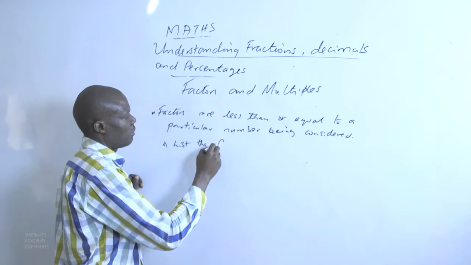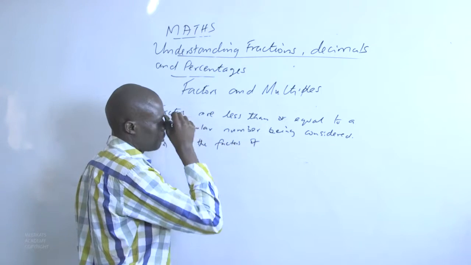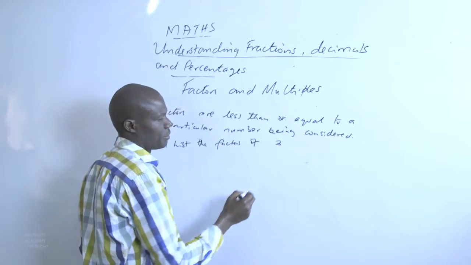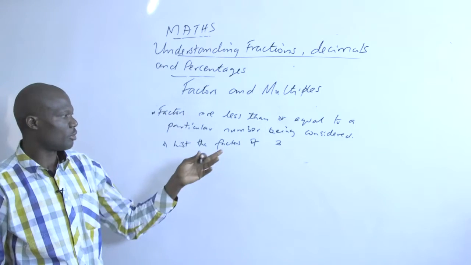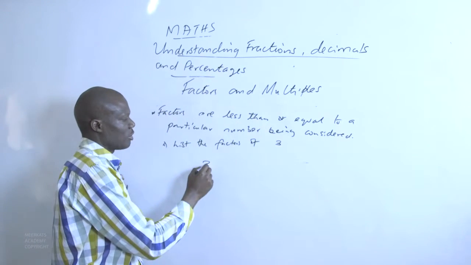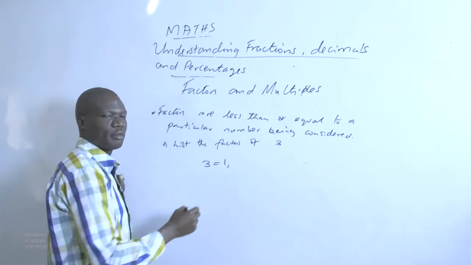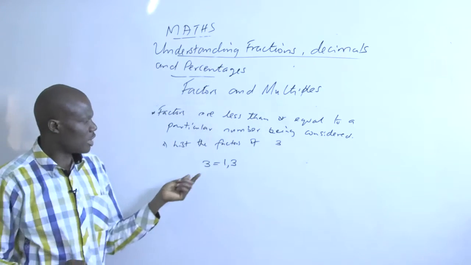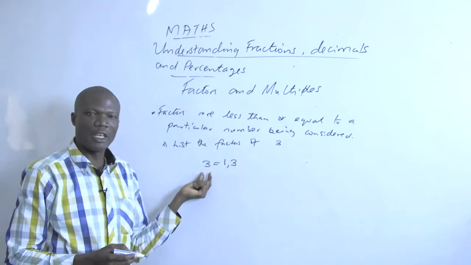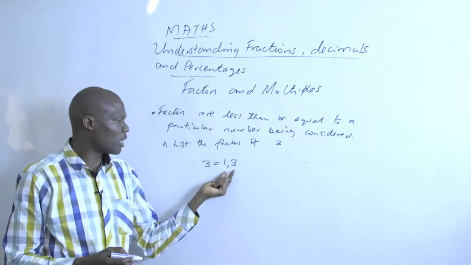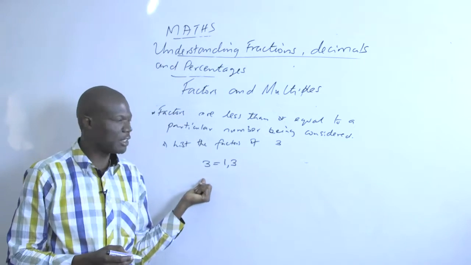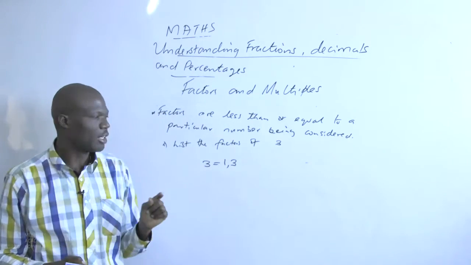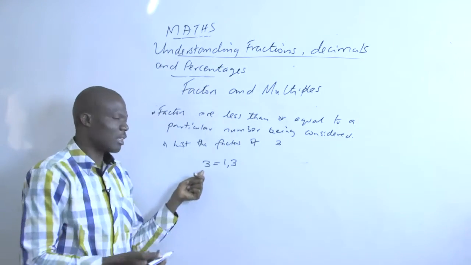List the factors of 3. If you want to get the factors of 3, you'll find that the factors of 3 are 1 itself. 2 cannot divide 3, so it is 3. So the number of factors of 3 is 2. So the number of factors is less than the number itself, because we have 2 numbers as the factors and 3 was the number we were considering.